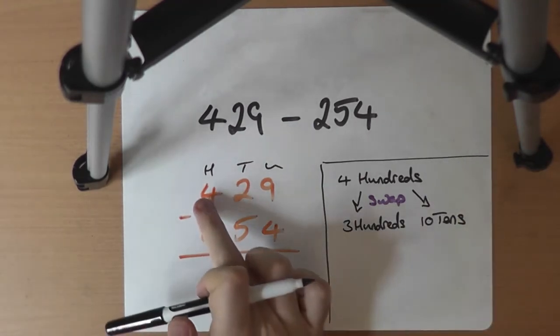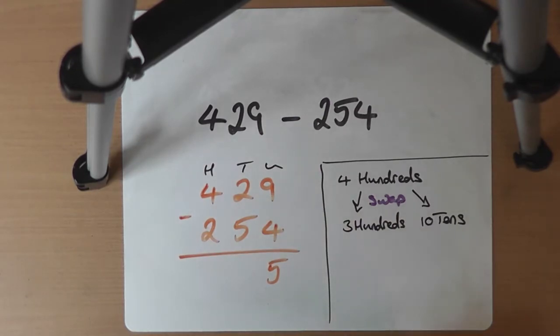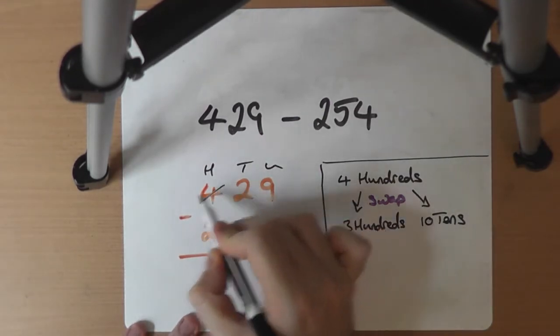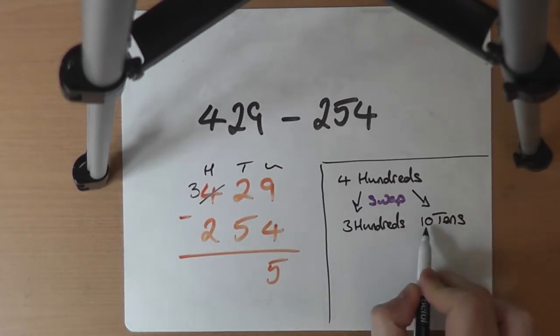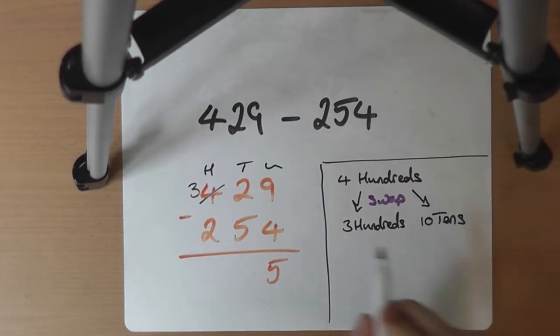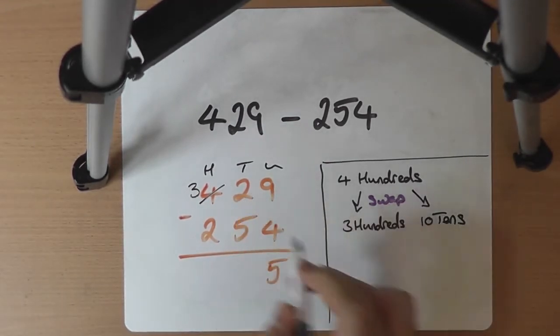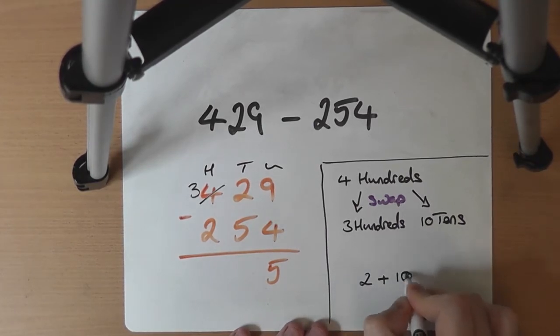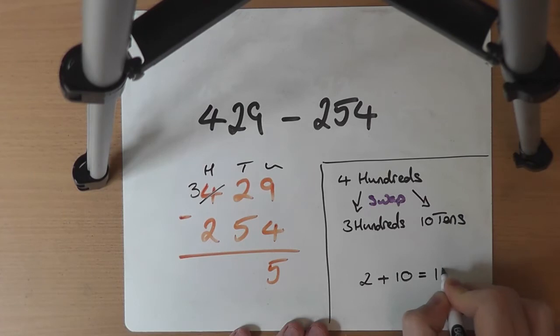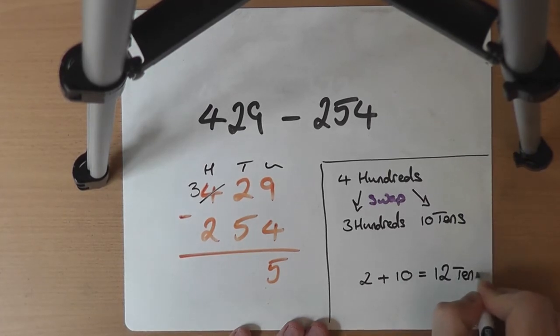We had 400s. We don't have 400s anymore. We only have 3. I'm going to cross out the 4 and make that 3 instead, because the other one, we swapped for some tens. How many tens did we swap it for? We swapped it for 10, because 10 tens make up that 100. How many tens did we have originally? We had 2. So we now have 2 plus the 10 that we've just gained is 12 tens.